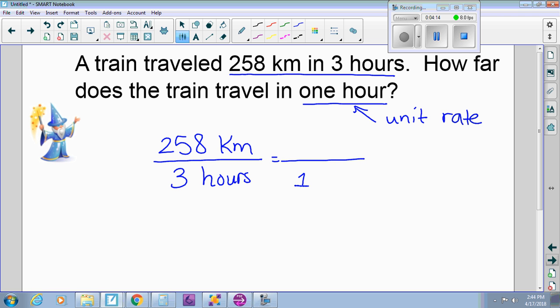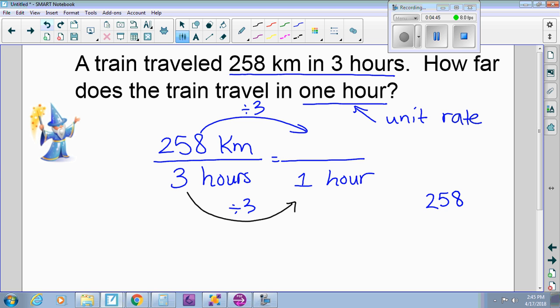So we want to figure out 1 hour. Now again, notice these both go on the bottom there. And on the top we have 258 kilometers. So to get from 3 to 1 hour, you have to divide by 3. And then we're going to take 258 and divide by 3. Because if we do the same thing to the top that we do to the bottom, that does not change our values at all. So we're going to divide that by 3.